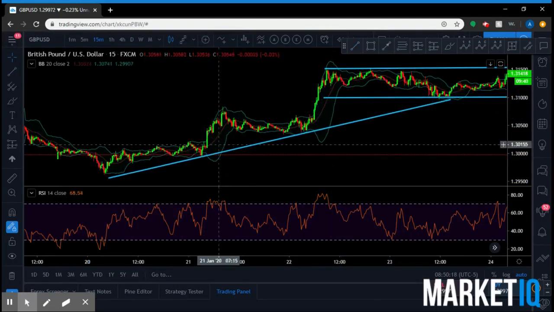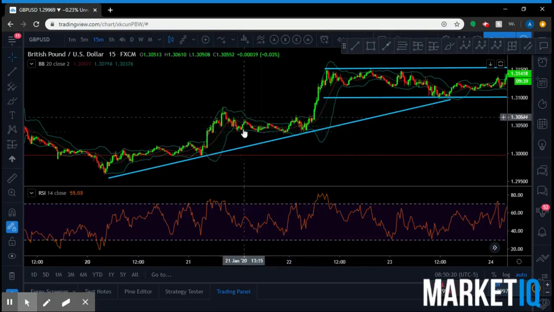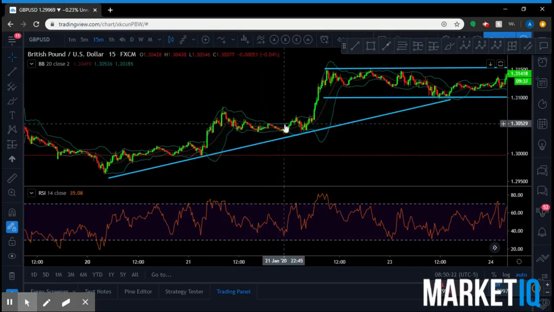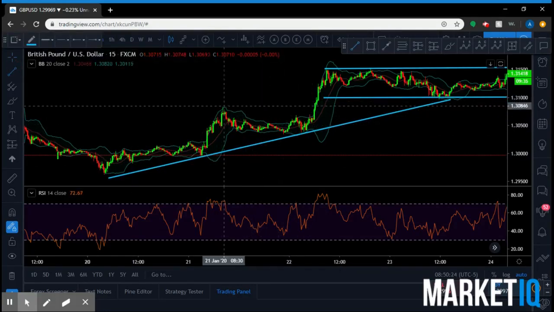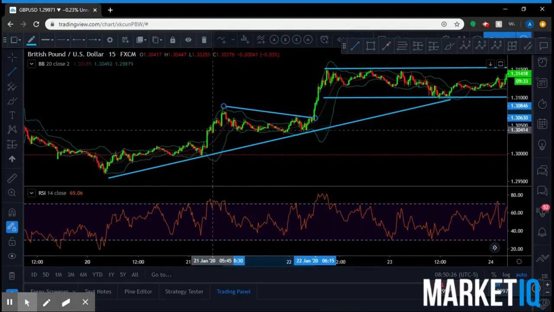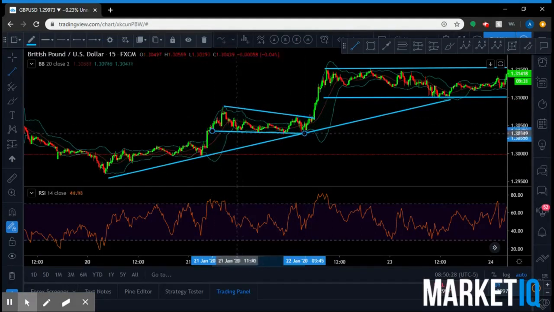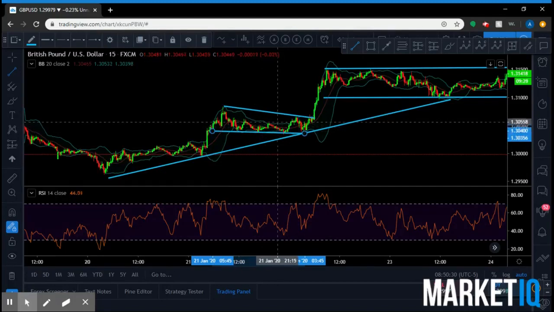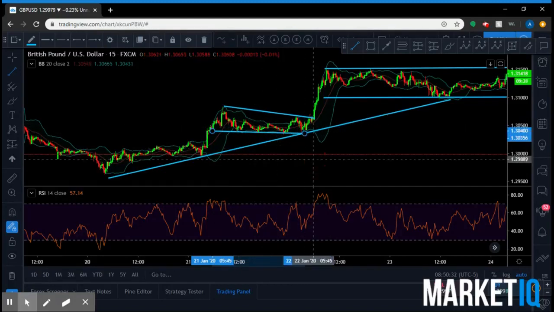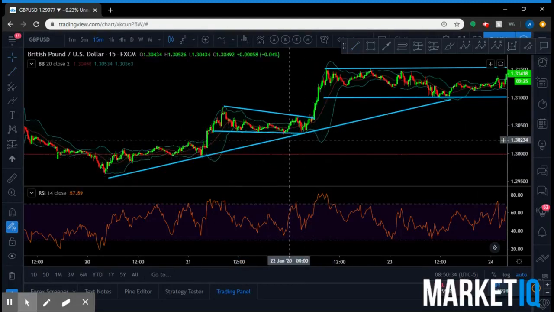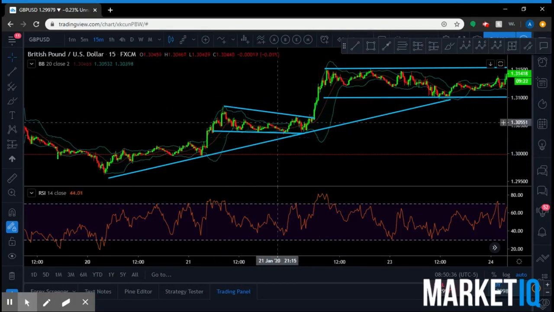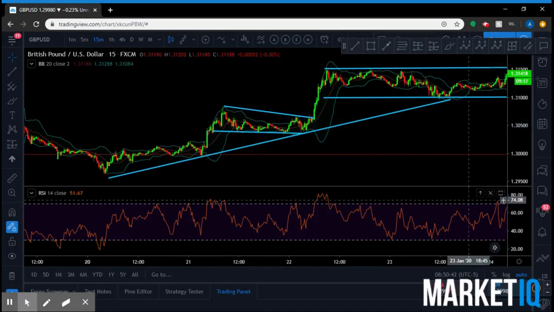Okay, so your Bollinger Bands are actually going to pinch together when you're getting a correction. So when this correction was forming, the Bollinger Bands were also pinching together, and that lets you know that a breakout is going to happen fairly soon. Okay?